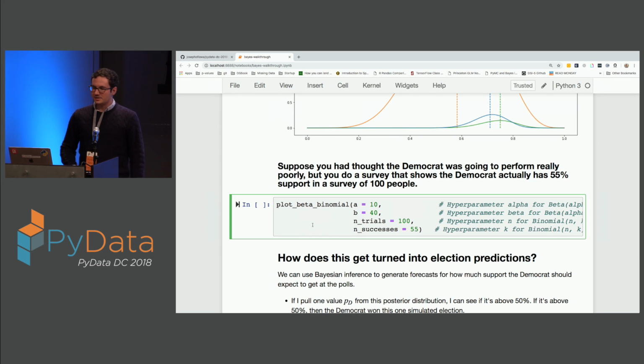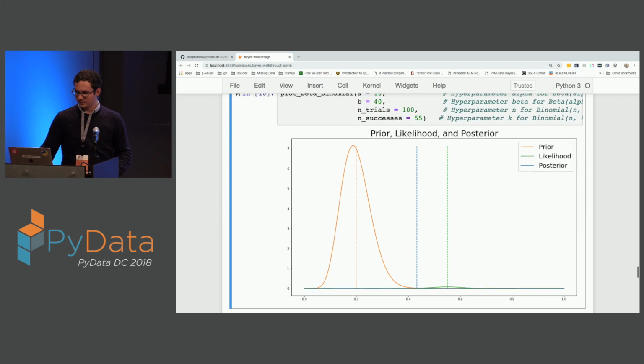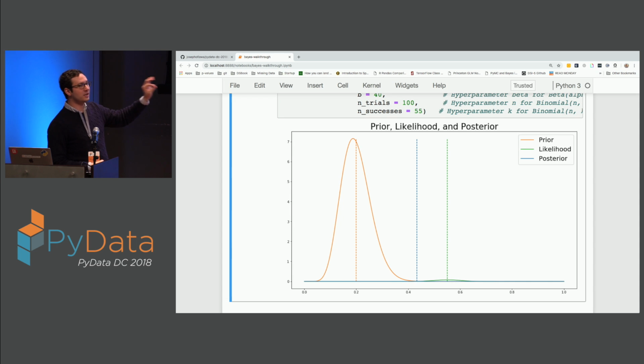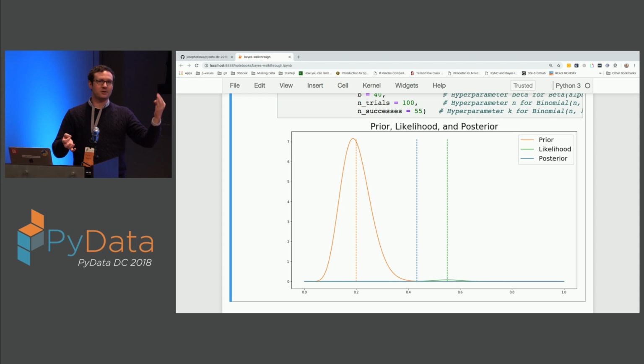Similarly, we can run an example here where I thought the Democrat was going to perform really, really badly, but we run a poll and the Democrat gets 55% support out of 100 people. And we can visualize these distributions as well. So again, the important thing is to look at the means of those distributions. And in this case, we also see that the blue posterior mean is this compromise between our prior beliefs and the survey data, or the actual data we have observed.